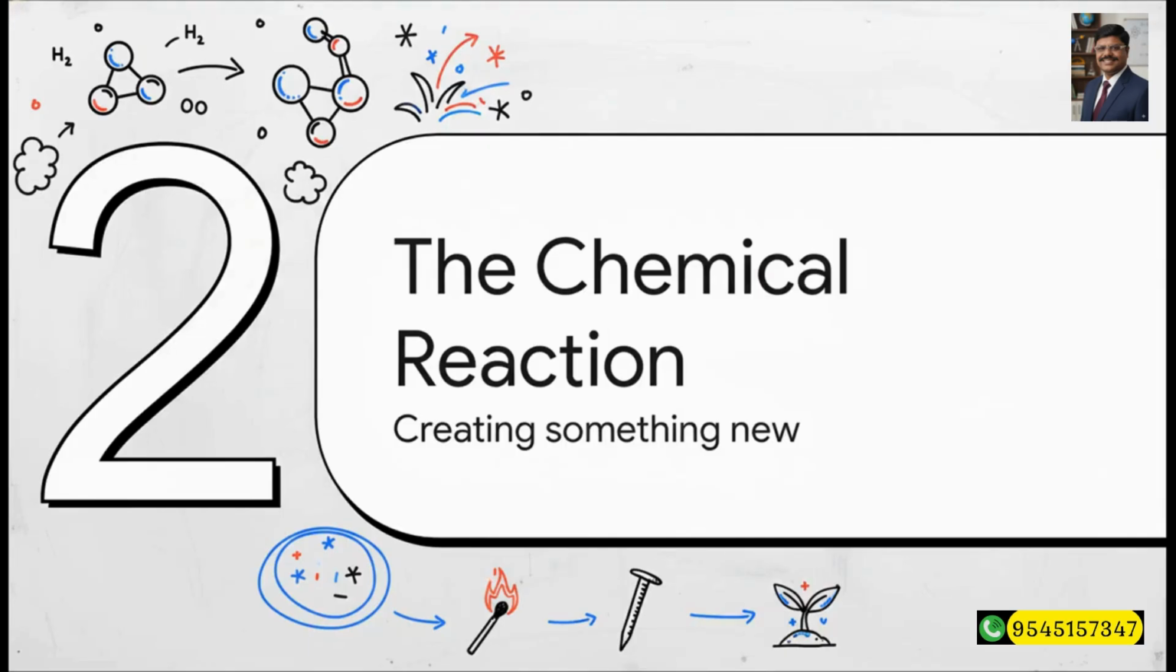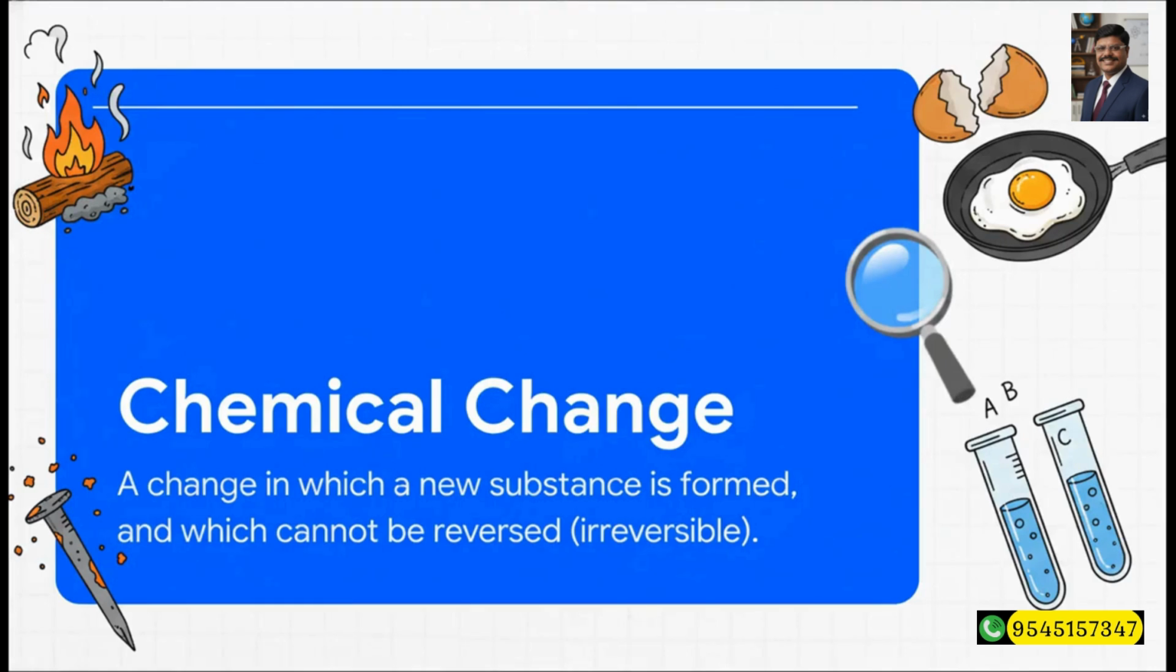All right, we've got a good grip on physical changes. Now, let's get to the really exciting stuff. Chemical reactions. This is where the true magic of chemistry happens. This is where we don't just change how something looks, we actually create something brand new, with totally different properties. Now look at this definition. See how it's the total opposite of a physical change? In a chemical change, a new substance is always formed, and the process is irreversible. There's no undo button here. This is a one-way street, no turning back.